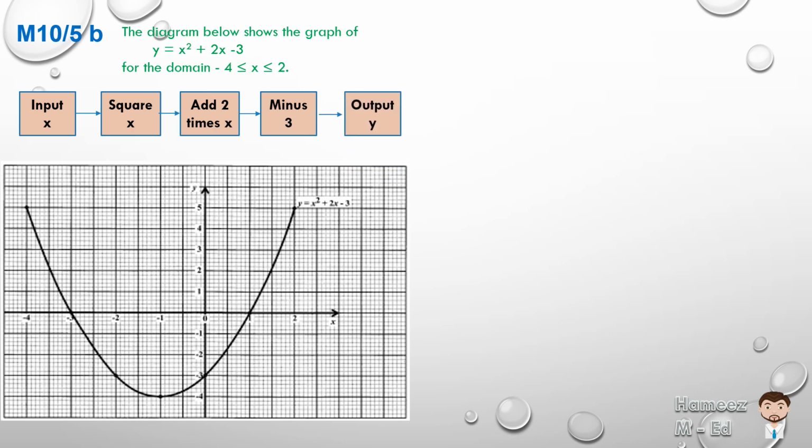This is the exact question that came in the year before, in May 2009. So we have the graph, and we're operating from the domain minus 4 is less than or equal to x, which is less than or equal to 2.